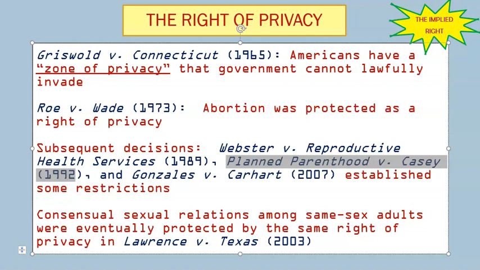All right, we also get into the same-sex topic, and I think it was a Georgia case that was overturned. So I'm not sure of the name of that one, just right off the top of my head. But Lawrence v. Texas overturned that case, and it stated that consensual sexual relations among same-sex adults were eventually protected by the same right of privacy in Lawrence versus Texas.